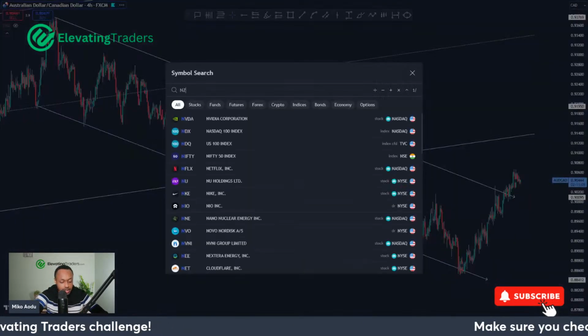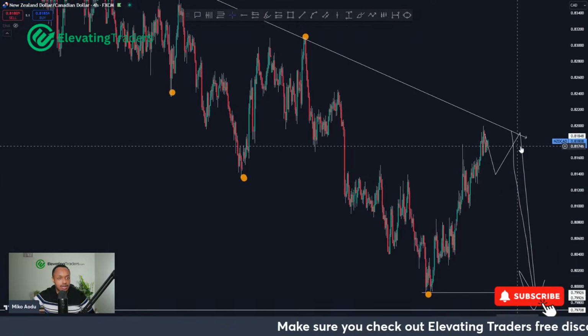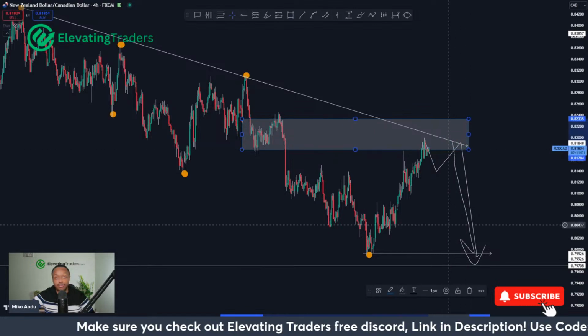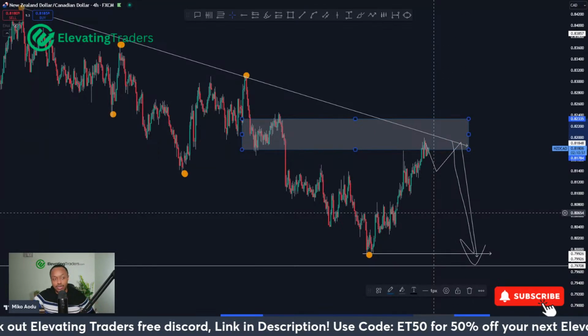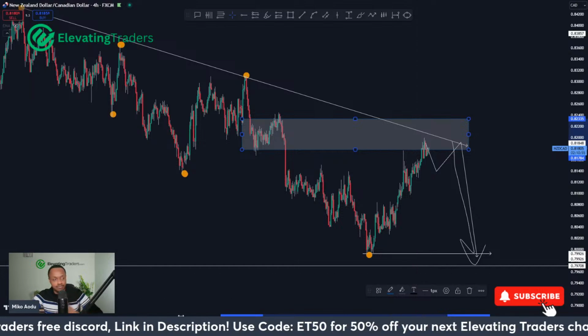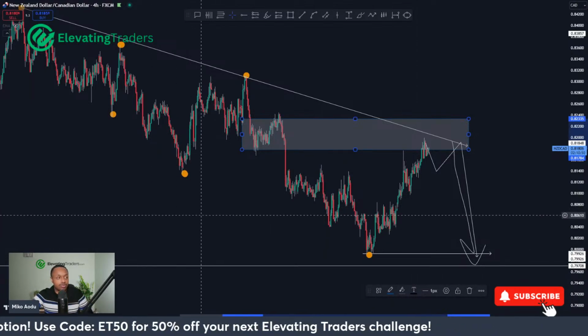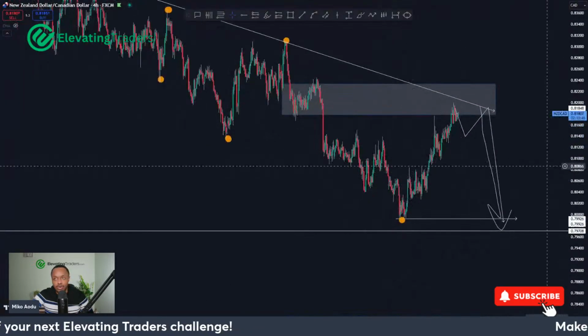But of course, New Zealand CAD, which is still very much within the channel and respecting this consolidation on the left here, this is a far better short in terms of meeting my criteria, which is why I'm looking at that one. So although Aussie CAD I'm bearish on, and I'm looking for selling opportunities, there isn't really a crystal clear one right now. We've broken out of a channel. So New Zealand CAD will make the watch list, but Aussie CAD wouldn't.